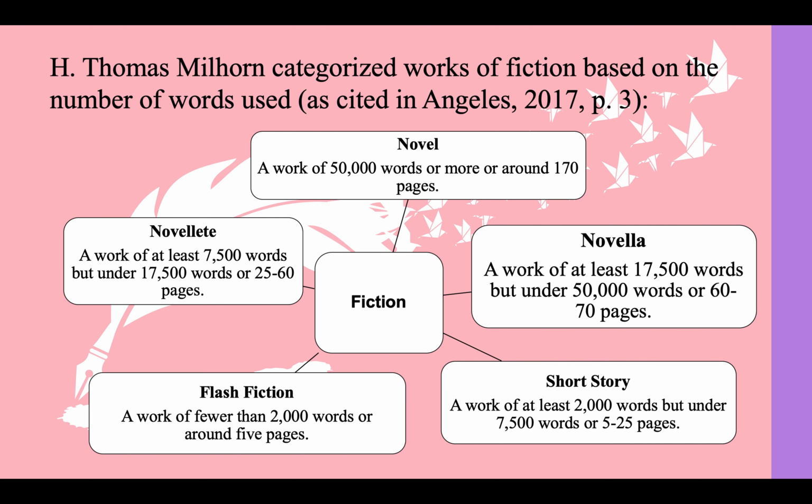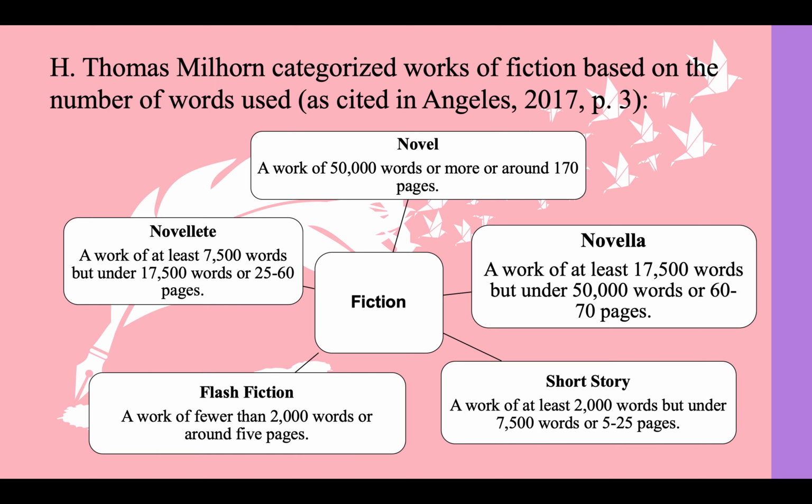Okay? H. Thomas Milhorn categorized works of fiction based on the number of words. So when we say novel, it has 50,000 words or more, or around 170 pages. The novella, a work of at least 17,500 words but under 50,000 words, or 60 to 70 pages. Short story, a work of at least 2,000 words but under 7,500 words, or 5 to 25 pages. While flash fiction, a work of fewer than 2,000 words.